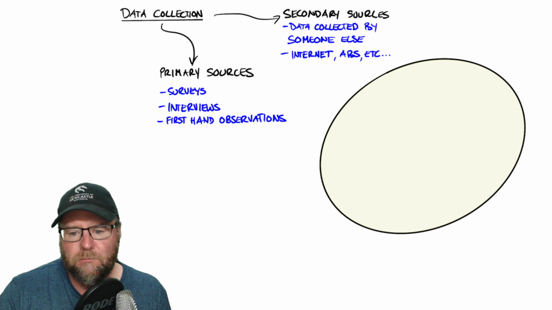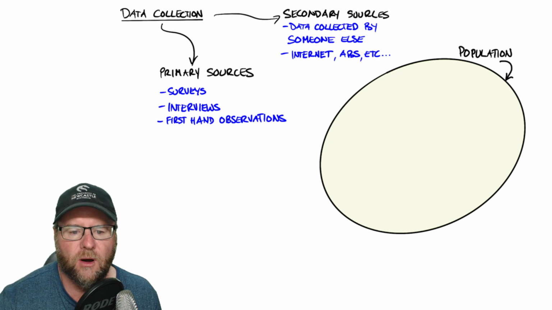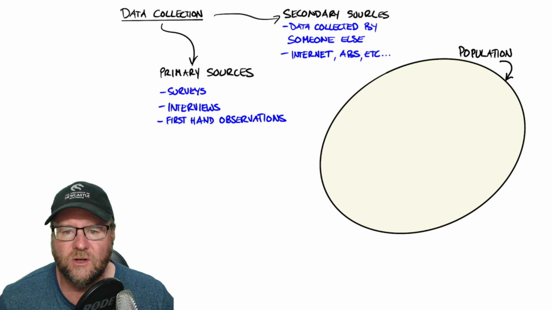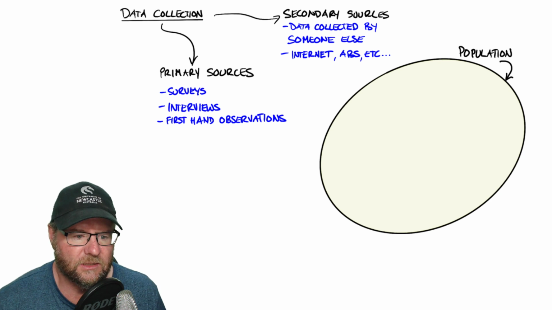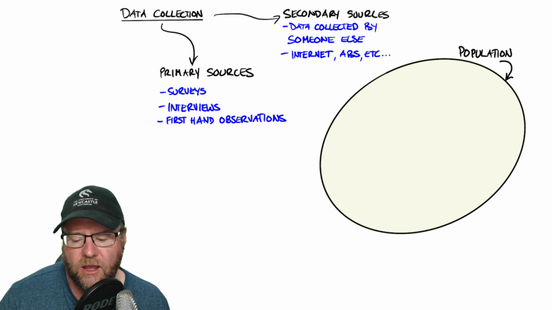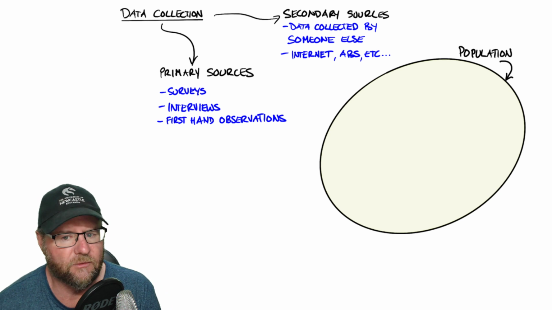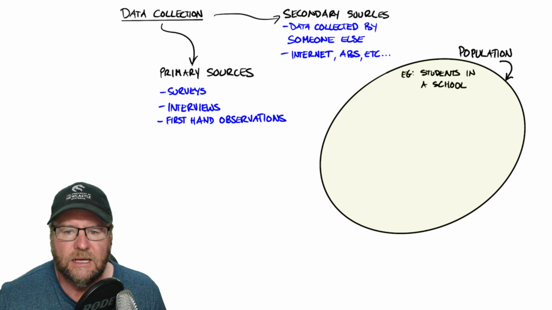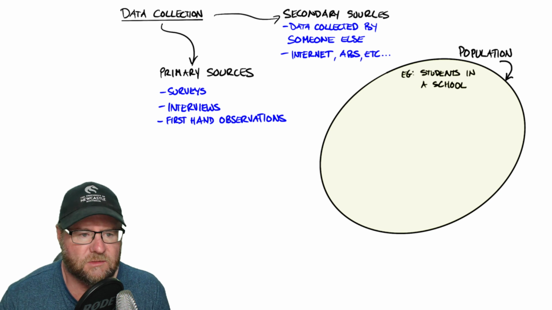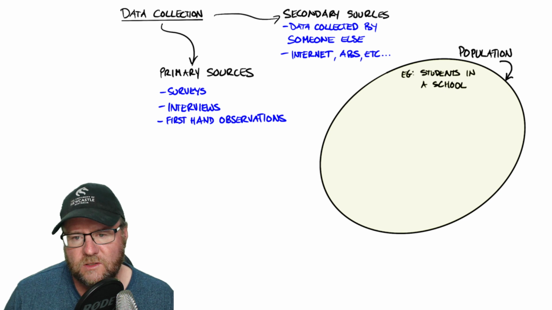I've got a big blob here. This blob actually represents my entire population. Now, be careful, because in data collection, when we talk about population, we're not just necessarily talking about a group of people. The population is the entire group of whatever it is we're studying. So, if we were surveying, for example, students in a school to find out their attitudes, say, towards the canteen, the population would be all the students in the school.